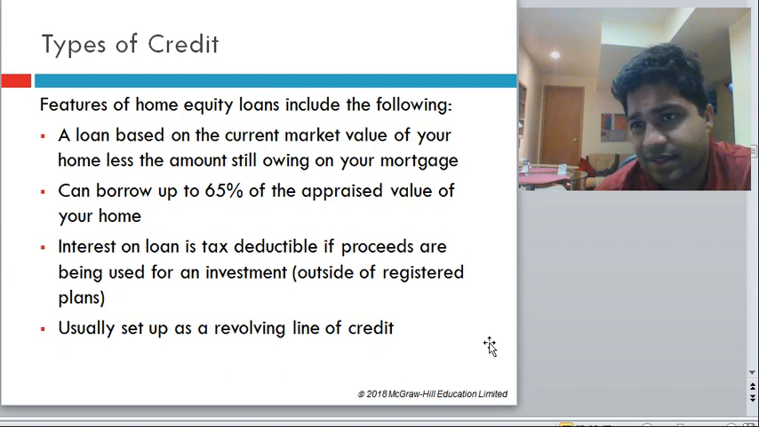So home equity is the biggest; a large proportion of predetermined credit loans are home equity loans. So what is a home equity loan?